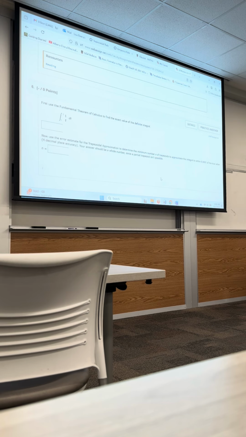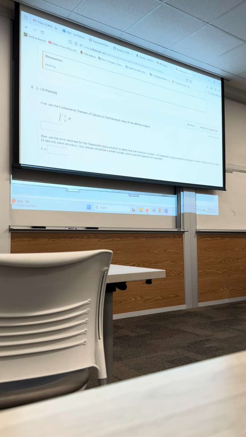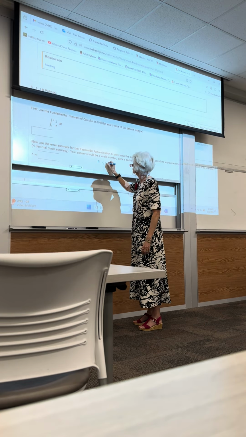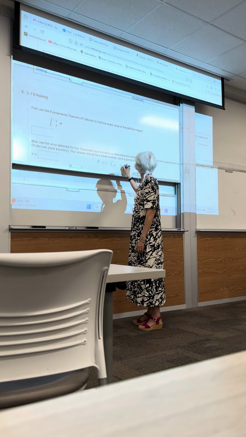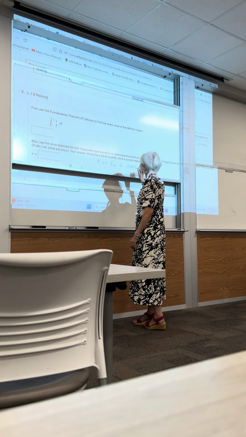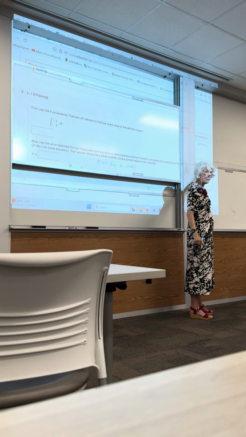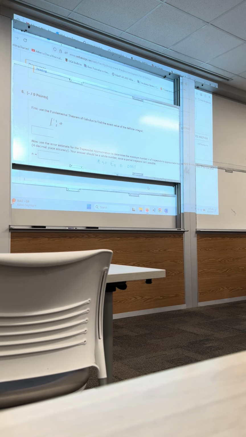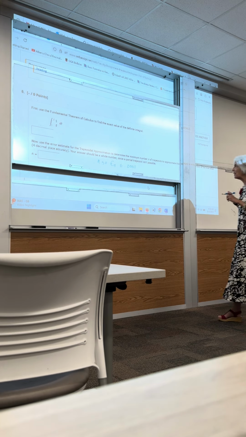Use error estimate for trapezoidal approximation to determine the minimum number of trapezoids. Okay, so I'm going to put this up so I can write on the board. And I want N so that ET is less than or equal to 0.001. The correct presentation is in print in WebAssign. The only reason I don't have the leading zero there is I have a really hard time counting lots of zeros. It's presented properly on tests.